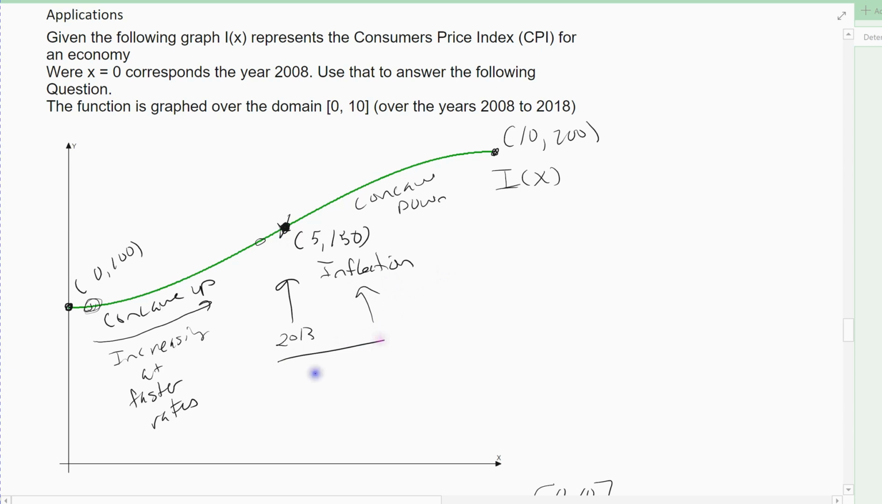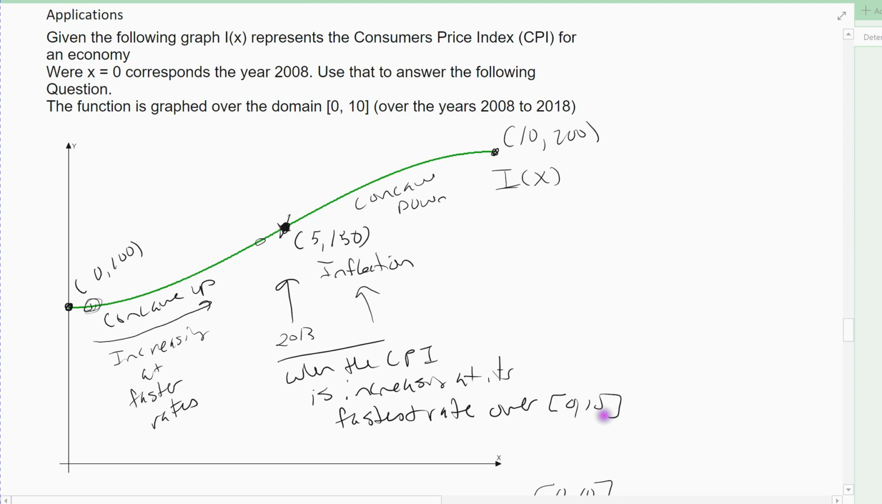At the inflection point, this is when the consumer price index is increasing at its fastest rate over the 10 years. So 2013 was when it was moving up the fastest. It has the biggest slope at that time. After that moment, we switched to concave down. It still increases, but at slower and slower rates. So it's still moving up, but it's moving up slower. So it's not moving as fast.